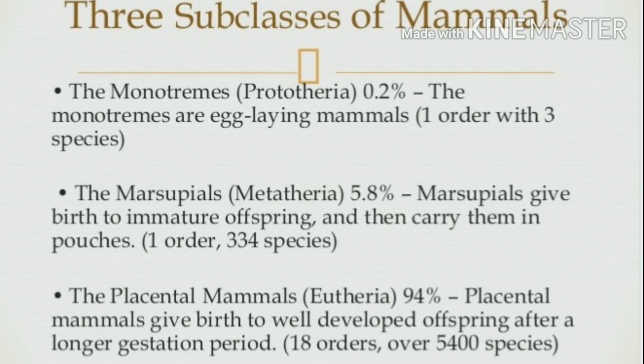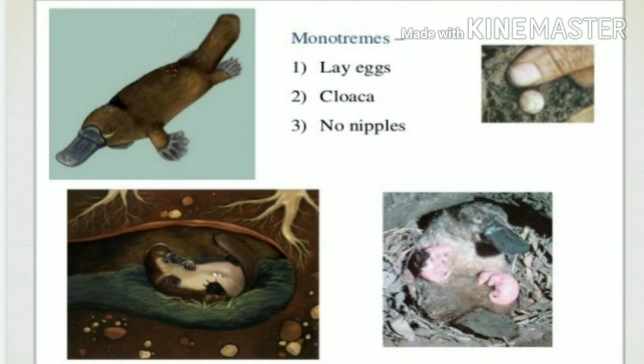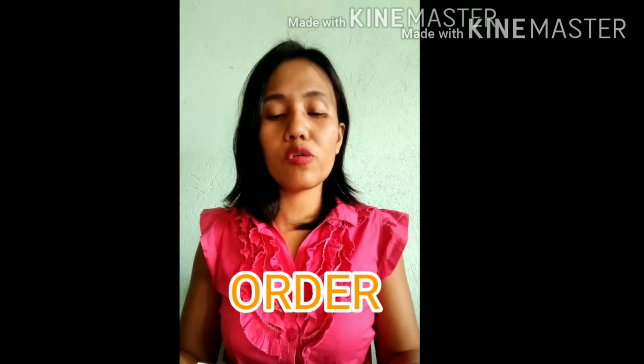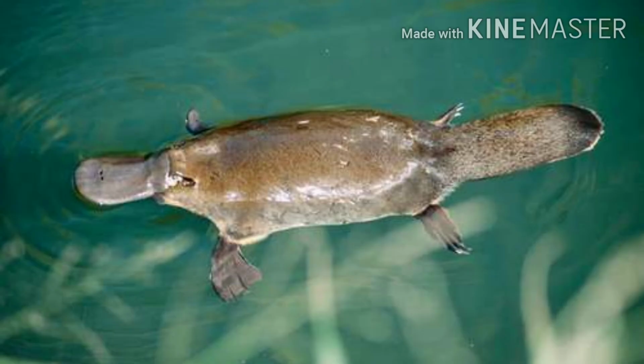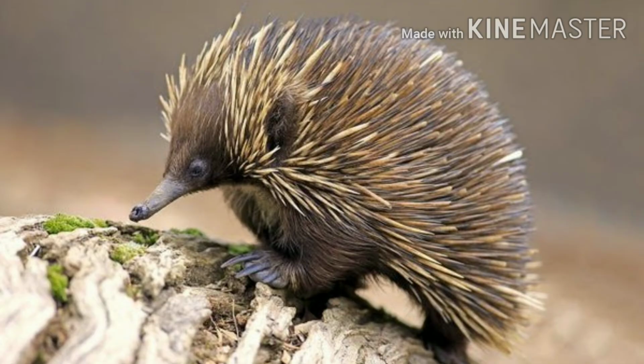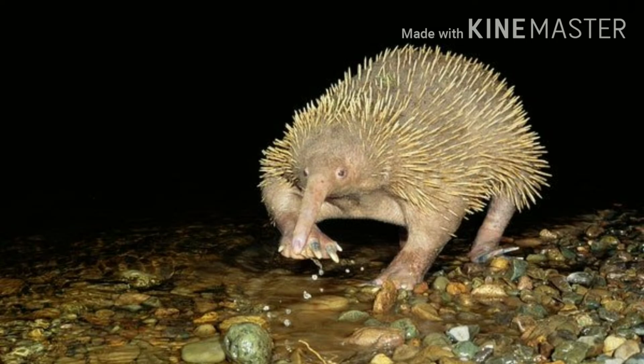The three subclasses of mammals are the monotremes, marsupials, and placental mammals. The monotremes lay eggs, but they nurture their young with secretions from nipple-less mammary glands, the order Monotremata. And the three species are the duck-billed platypus, the short-beaked echidna, and the long-beaked echidna, also known as the spiny anteater.